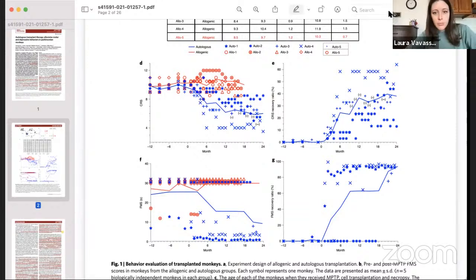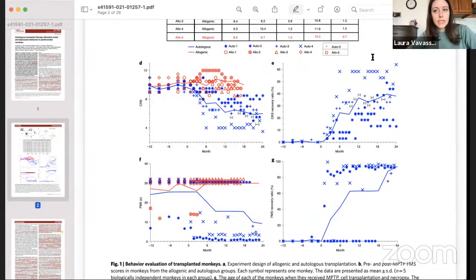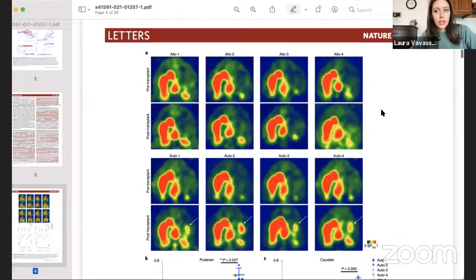So moving on, we have this data coming from a PET study. They were looking for, let's say, the activity, the binding potential of a substance that binds to dopaminergic neurons, meaning that we can see from that if we have an activity of dopaminergic neurons. The first two rows are devoted to the allogenic group. In the first row, we have the pre-transplant condition, and in the second row, we have the post-transplant condition. And basically, we can see that there is no difference in the activity.